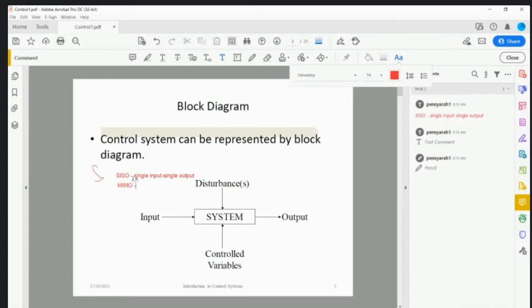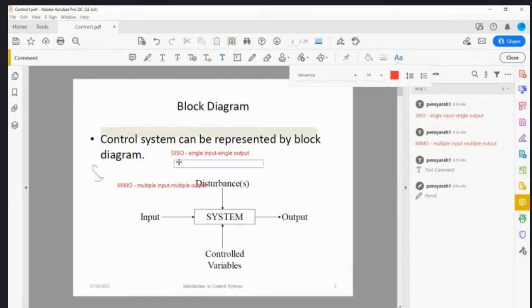So it stands for multiple input, multiple output. So you can see a single input, single output system, SISO, or you may also see that your system is a MIMO system, a multiple input and multiple output system.